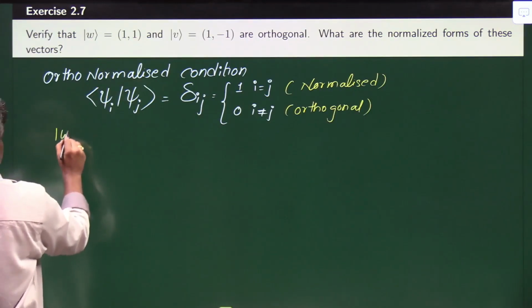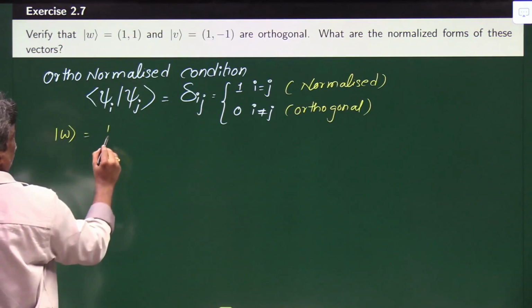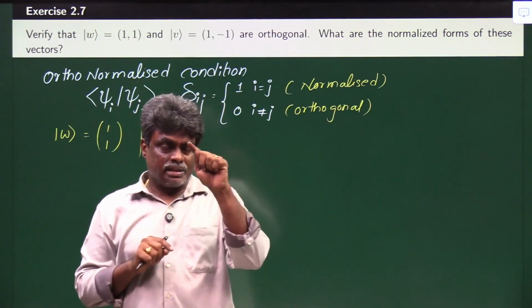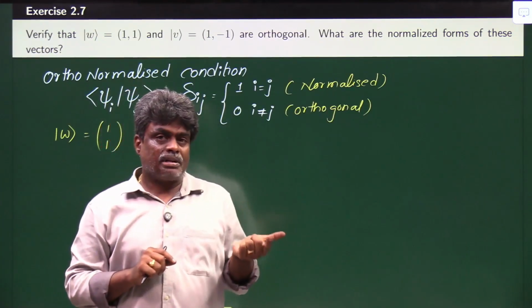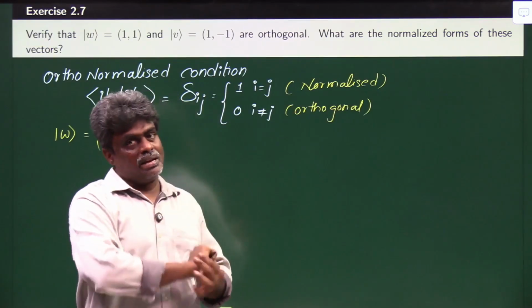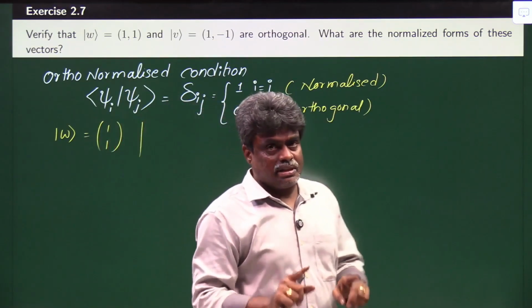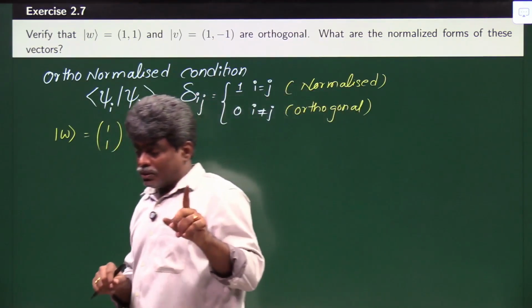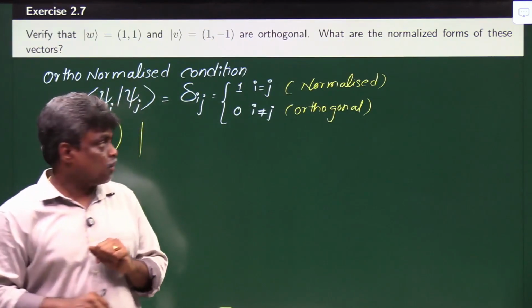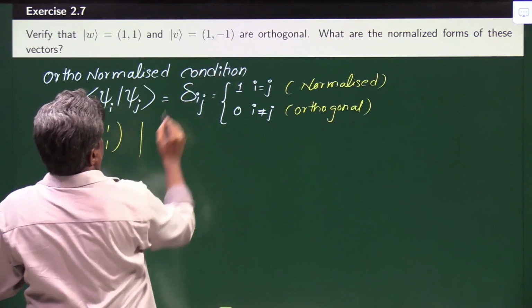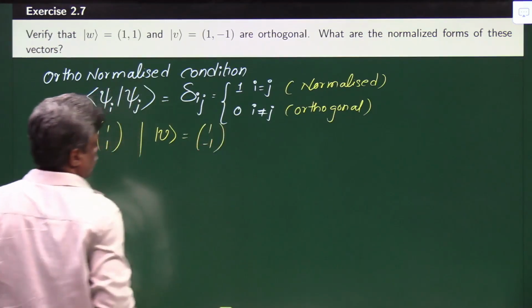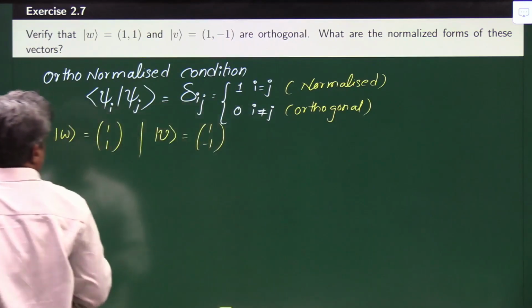Here they have given W equal to 1 1. I'm writing the ket vector notation. See, a ket vector you have to write as a column matrix, and the bra vector you have to write as a row matrix, but you have to take complex conjugates of the elements. I repeat, the ket vector is a column matrix as it is, but for the bra vector you have to take the complex conjugate and write it as a row matrix. But of course, here we have all real elements only. V equal to 1 minus 1. So let me check whether these two are orthogonal or not.